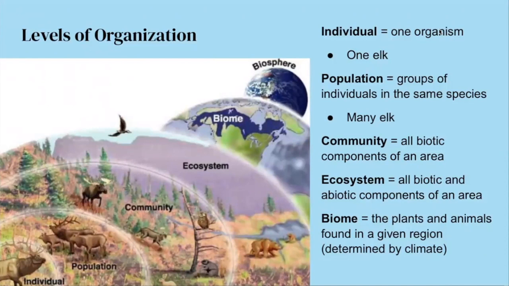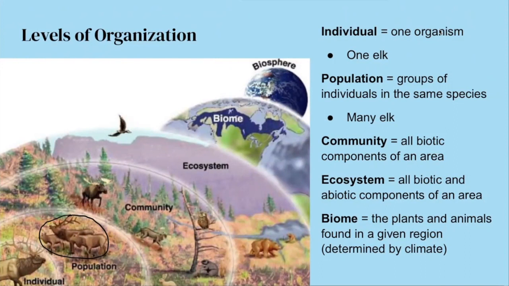So the first thing we need to think about when we're thinking about ecosystems are these different levels of organization in which we can look at the living and non-living things in an area. So ecosystems are kind of smack dab in the middle of these different levels of organization. The most simple level of organization is the individual. So for example, one elk, which we have in this bottom left corner right here, an individual is just one organism, one living thing. The next level up is a population, and a population is a group of individuals in the same species. So for example, we have all of these elk that live in the same area. So that's our population of elk.